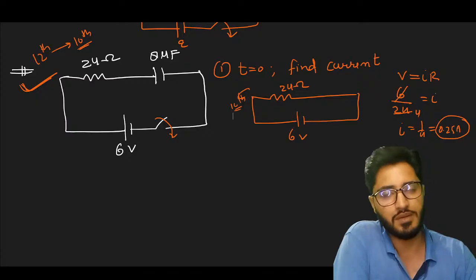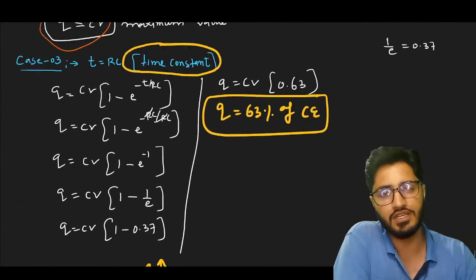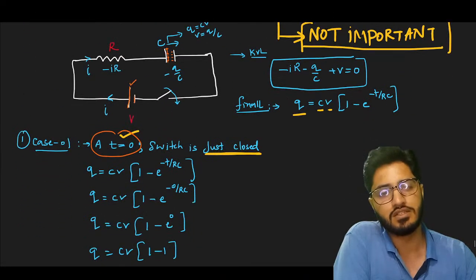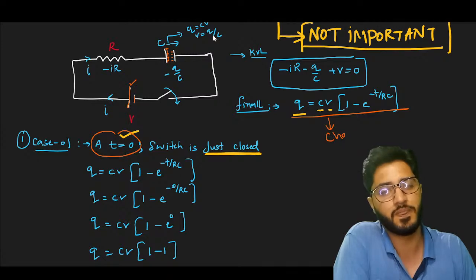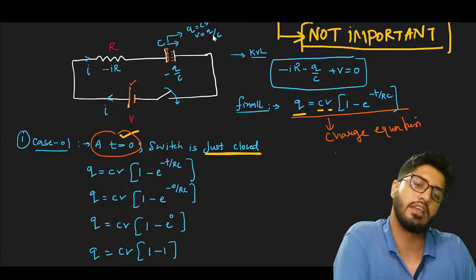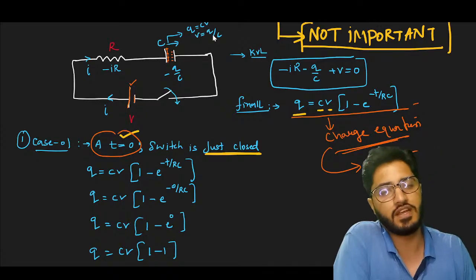Now look, sometimes you can see here, this equation is basically a charge equation. If instead of charge you need to get current, then how do we need to do this numerical?